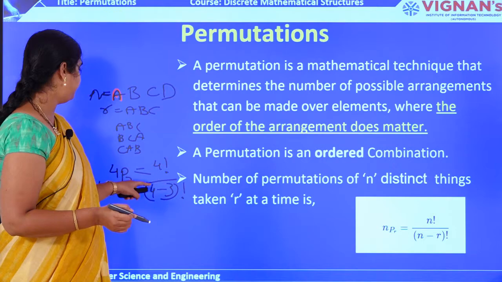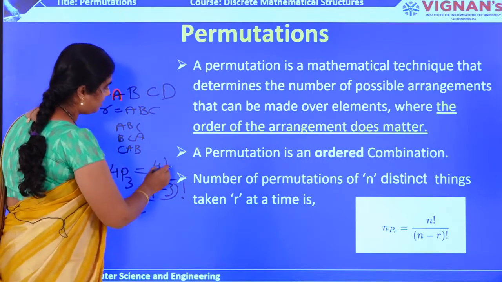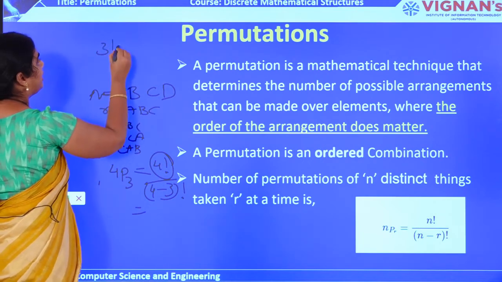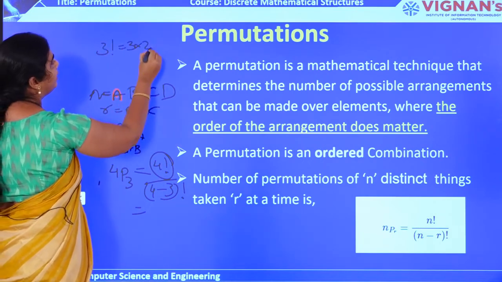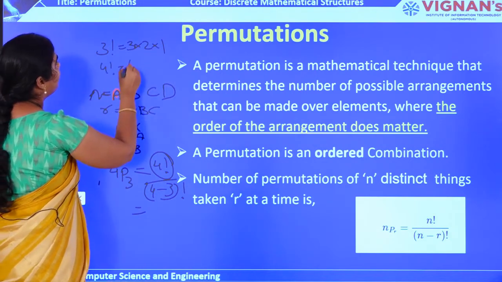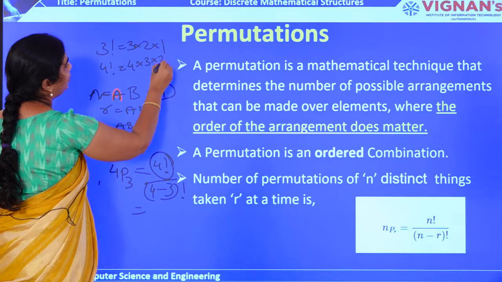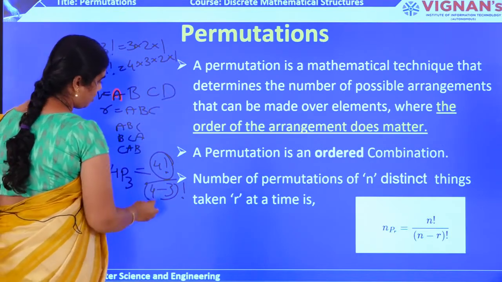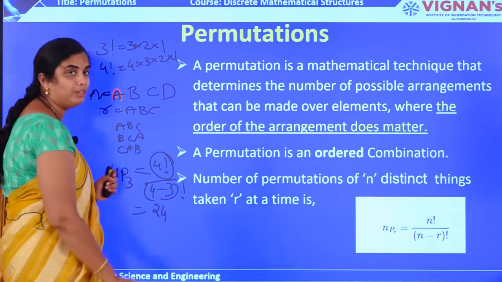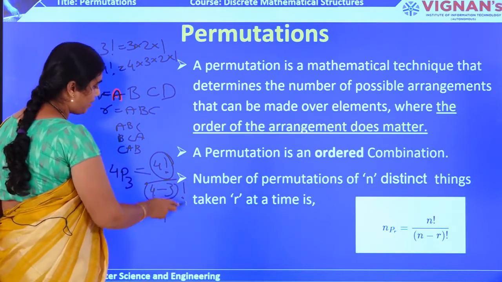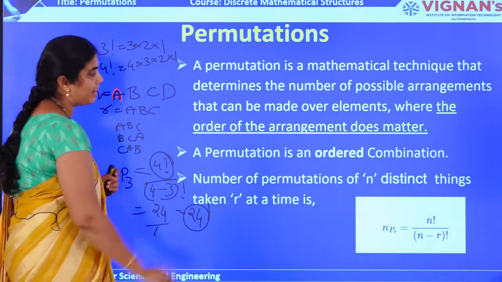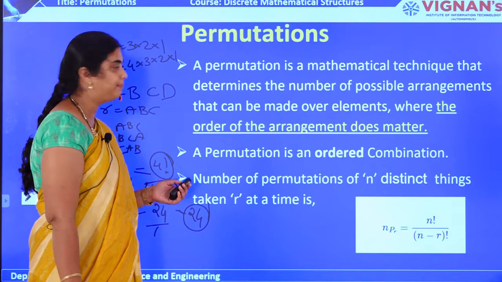If you solve this, as you already know what factorial means, suppose you are given 3 factorial, then it means 3 into 2 into 1. You need to count in decreasing fashion, like 4 factorial means 4 into 3 into 2 into 1. Similarly over here, 4 factorial means 24. 4 into 3 into 2 into 1 is 24 and 1 factorial is 1. So 24 types of arrangements can be made. Okay?